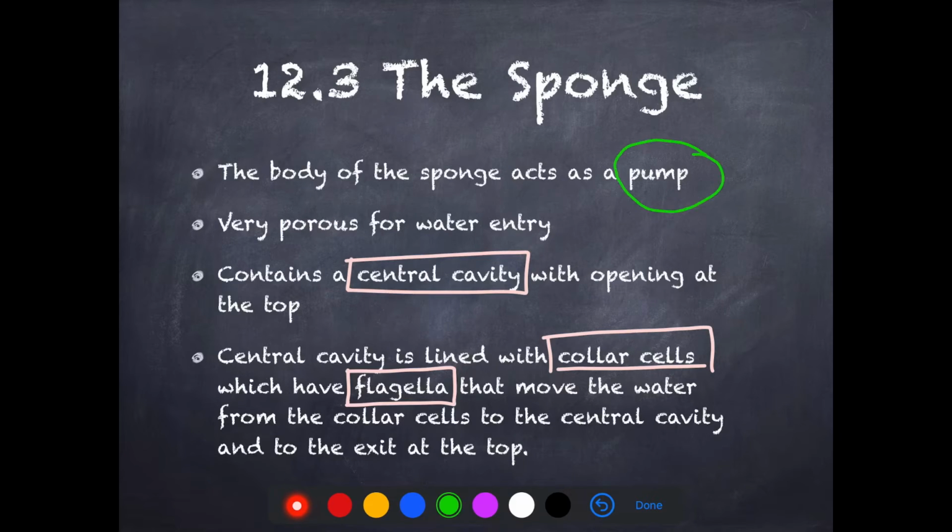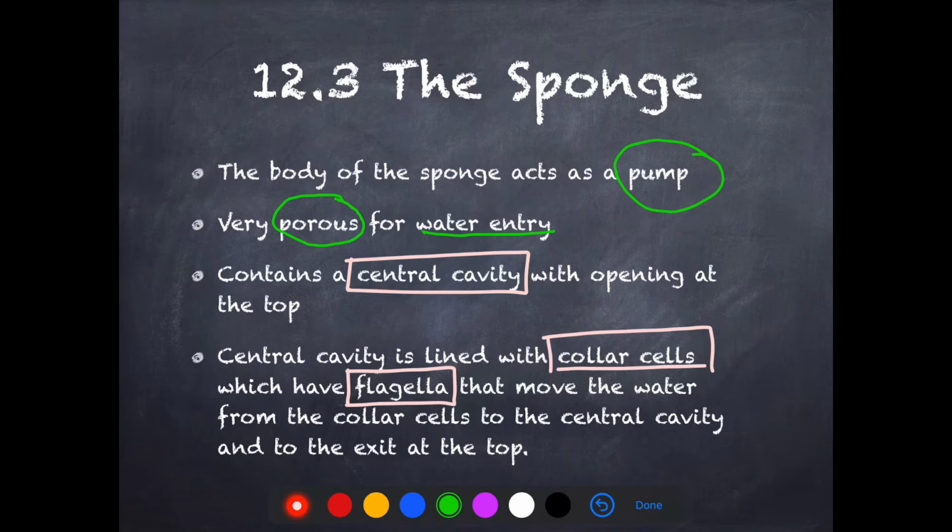And then the body of the sponge acts like a pump. Okay, so this is really important. It acts like a pump. And the reason that sponges have so many pores is because they allow for water to come through, carrying food, oxygen, and carrying away waste. So a sponge also has something called a central cavity, which is basically the main cavity that's right in the middle of the sponge. And at the top of the sponge, there is an opening.